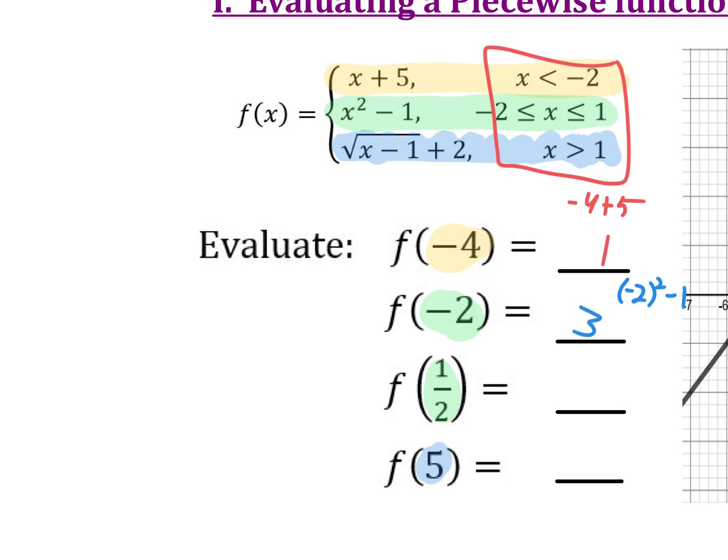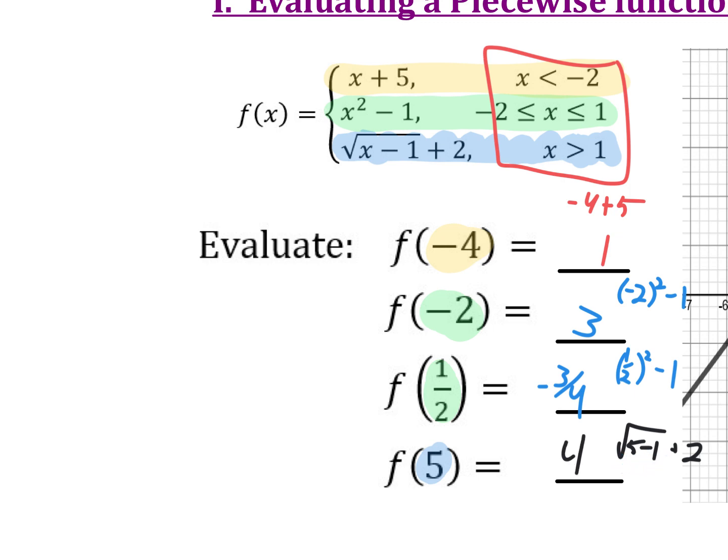If I plugged in 1/2, that would be 1/2 squared minus 1. 1/2 squared is 1/4 minus 1 is a negative 3/4. If I plugged in 5, well, that would be the square root of 5 minus 1 plus 2. Well, 5 minus 1 is 4, square root of 4 is 2, 2 plus 2 is 4.